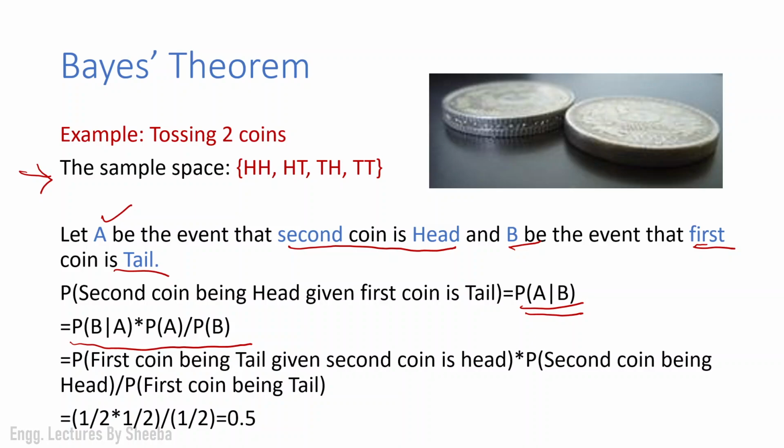So what is that one? First coin being tail given second coin is head. Second coin is head, and first coin being a tail. So only one is there. So 1 by 2 into second coin being head, which again is 1 by 2, divided by first coin being tail, that is also 1 by 2. So you are doing 1 by 2 into 1 by 2 divided by 1 by 2. You got the answer as 0.5.